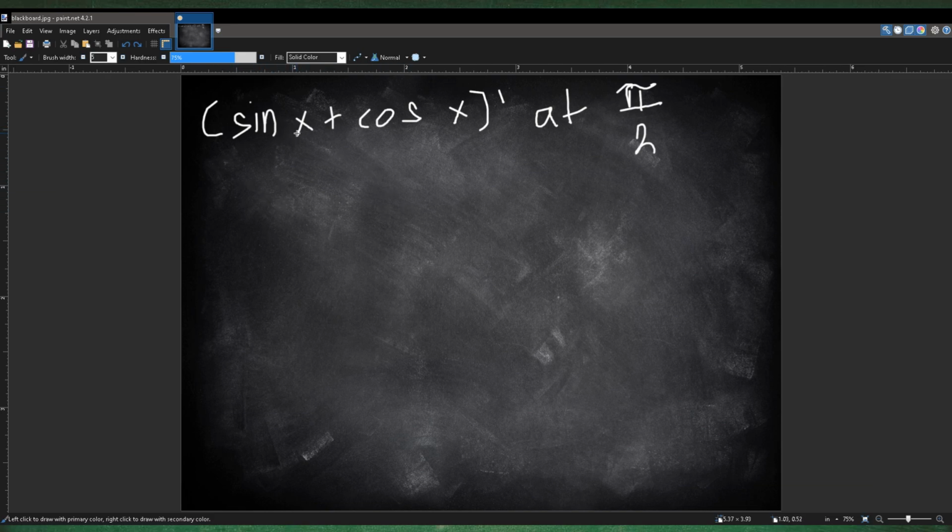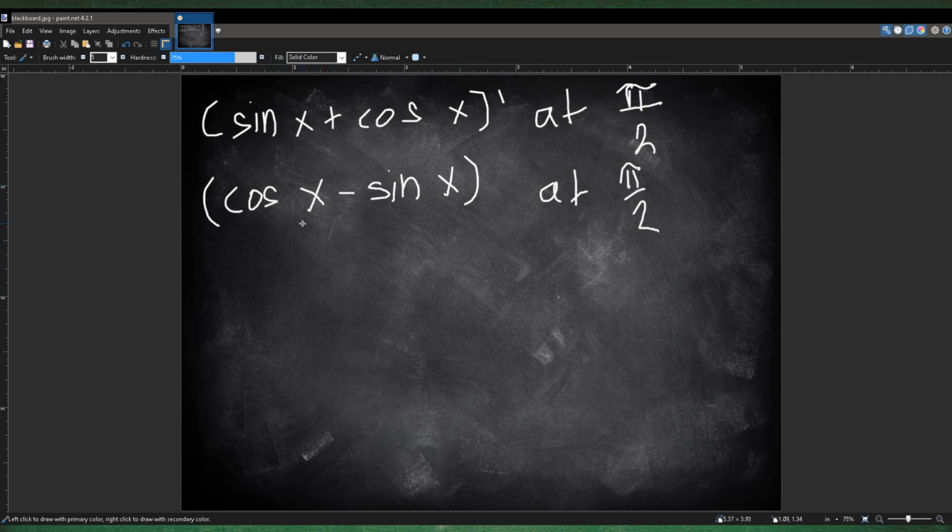So the derivative of sine of x is cosine of x. And the derivative of cosine of x is negative sine of x. So the derivative of sine of x plus cosine of x is just cosine of x minus sine of x. It's really just that simple. And you need to find the derivative at pi over 2, so you just need to plug in pi over 2 into x.